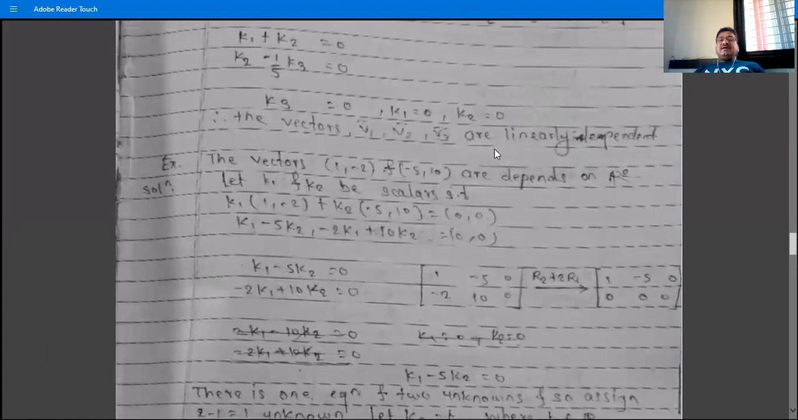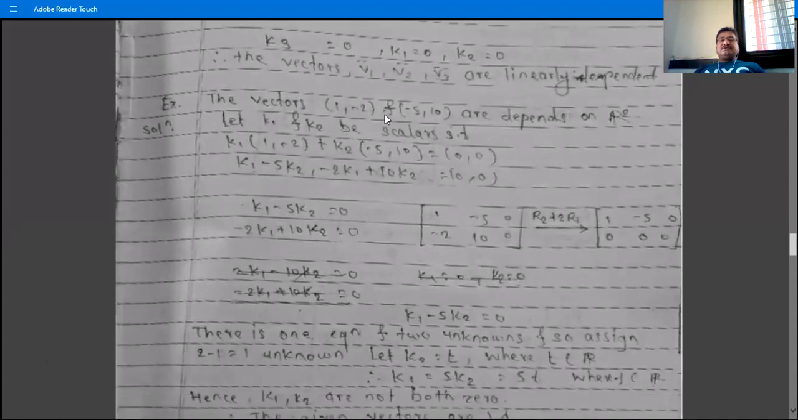When the set is linearly dependent, K1, K2, K3 are not all 0, but here K1, K2, K3 are all equal to 0, and therefore the given set is linearly independent. Then we have to show these two vectors are linearly dependent in R2. In R2, so there are two vectors.